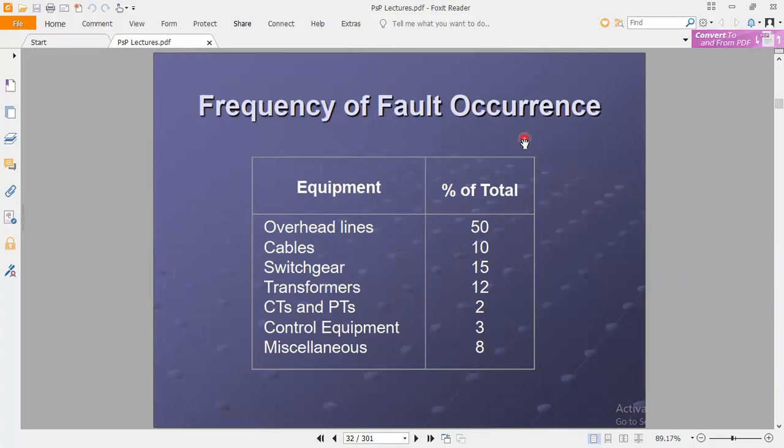So these are the frequencies of occurrence of faults. Overhead lines account for 50%, if the lines are overhead and not covered. Cable faults are 10%, switchgear 15%, transformers 12%, CTs and PTs 2%, control equipment 3%, and miscellaneous other types of faults 8%. So out of these, overhead line faults occur most frequently, at 50%.